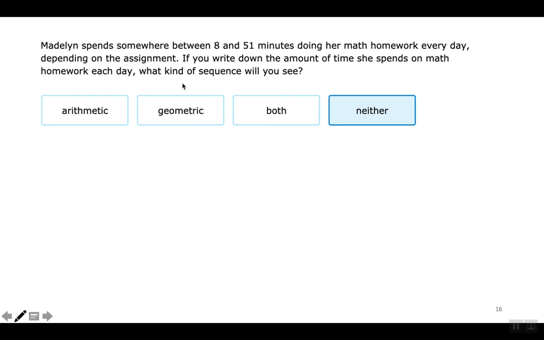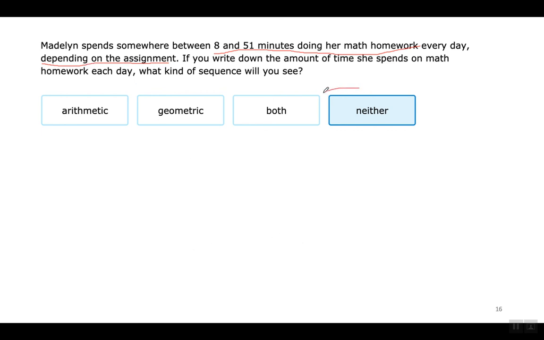All right. Oh, I guess I got one more, maybe. No, I got two more examples, and then that's it for this section. Okay, Madeline spends somewhere between 8 and 51 minutes doing her math homework every day, depending on the assignment. So it depends on the assignment. It changes, it fluctuates. If you write down the amount of time she spends each day, it changes. It's somewhere between 8 and 51, but it changes each day depending on the assignment.